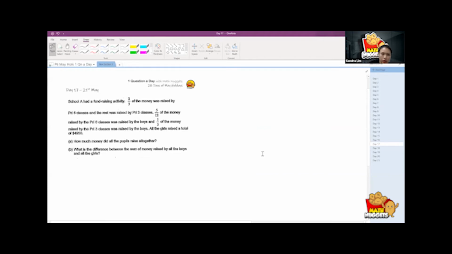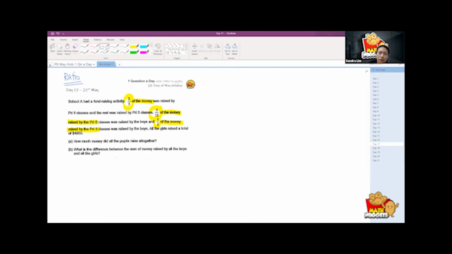Okay, so for this question, I'm actually going to use ratio to solve. So you notice there are three fractions here. 2/3 of the money. Okay, then this is 5/12 of the money raised by the P6 classes. And this is 1/3 of the money raised by the P3 classes. So all three fractions are not referring to the same whole.